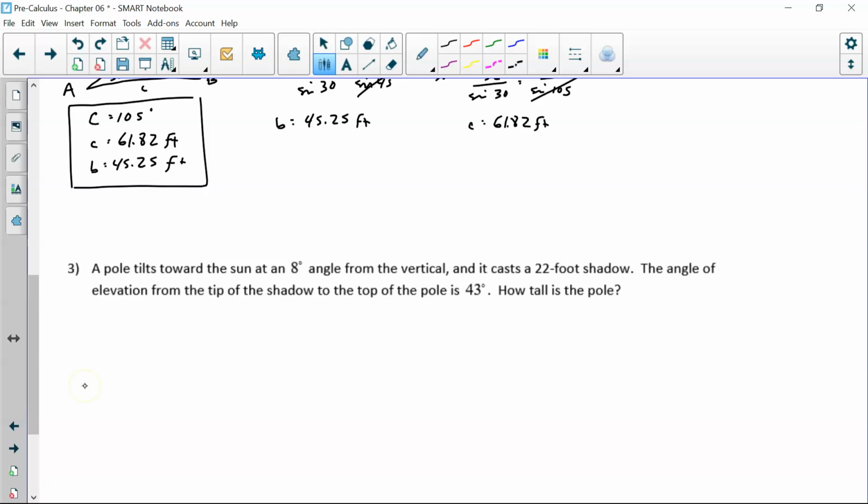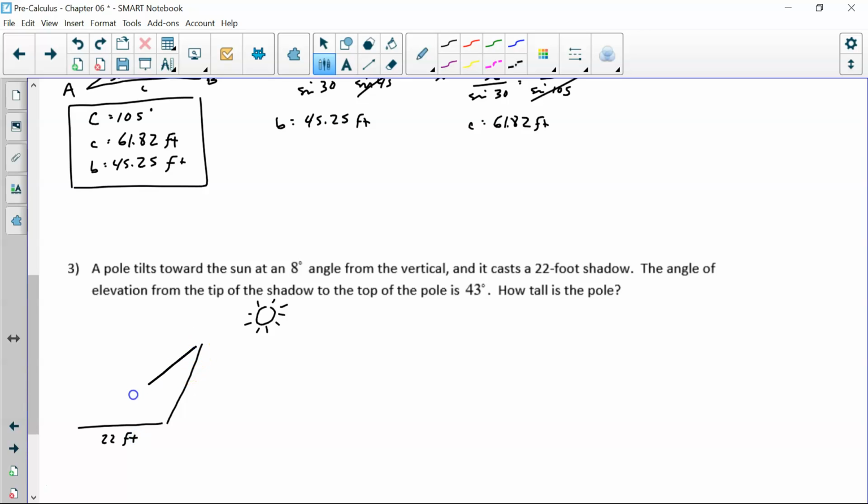And then problem number 3. A pole tilts towards the sun at an 8-degree angle from the vertical, and it casts a 22-foot long shadow. So here we have, let's put the sun over here. Now the pole is tilting towards it, so it's a little bit past vertical. So there's the pole. Now the sun is behind it, so the shadow is over here, and the shadow is 22 feet.